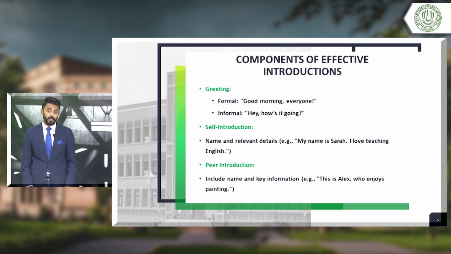And if we are talking about an informal meeting, then you can say, hey, what's up bro, or something like that. So that would be the start of your introduction. And then you will introduce yourself. For example, somebody is there who doesn't know you and he needs an introduction, so you will give a self introduction. You will talk about your name, you will discuss some relevant information related to you.